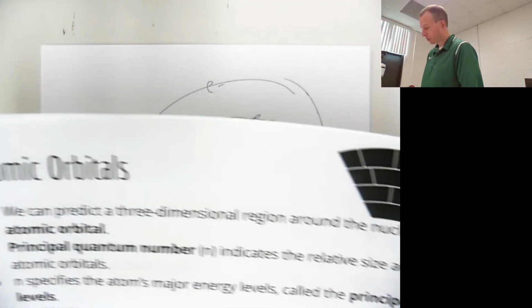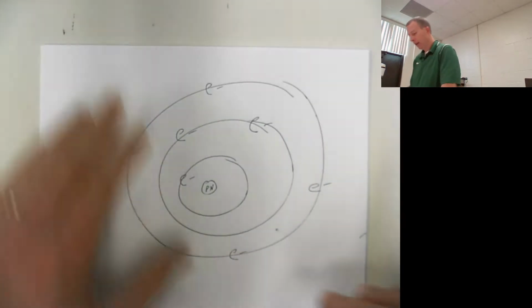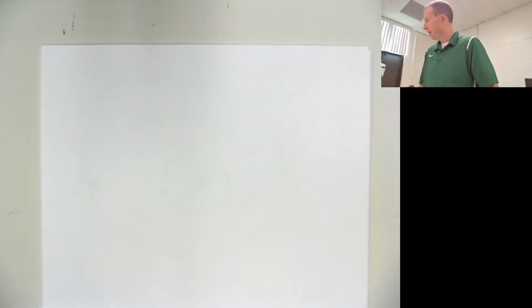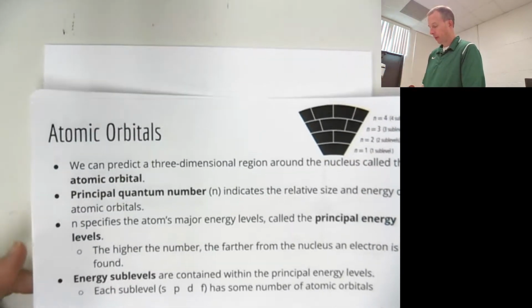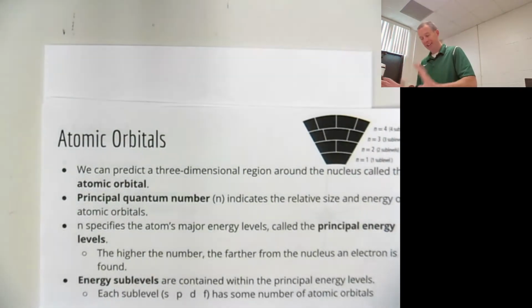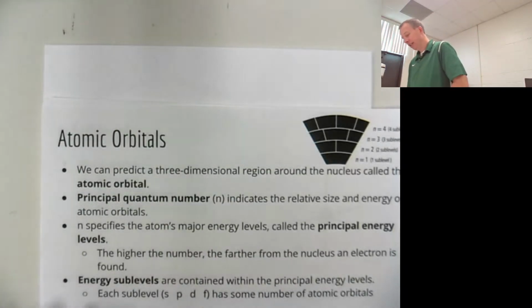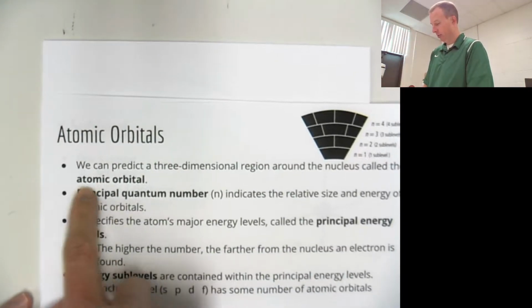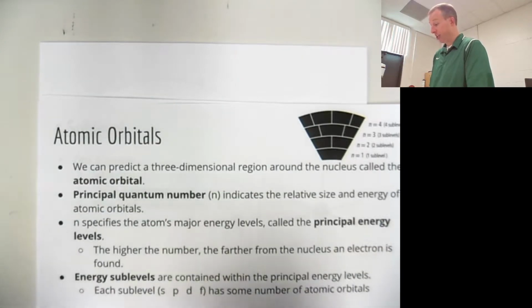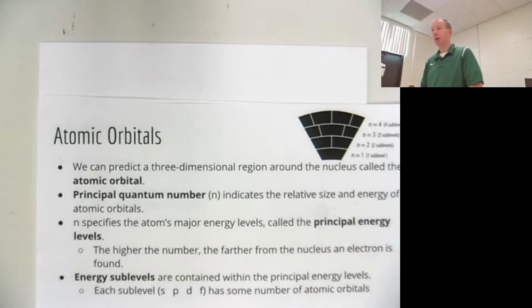What I'm going to try to do is quickly outline how we can think of the arrangement of electrons around the nucleus. Before we get into that, let's take a look. Electrons are not in those nice little rings. Instead, they're in atomic orbitals, which are three-dimensional regions around the nucleus where we think electrons are going to be.